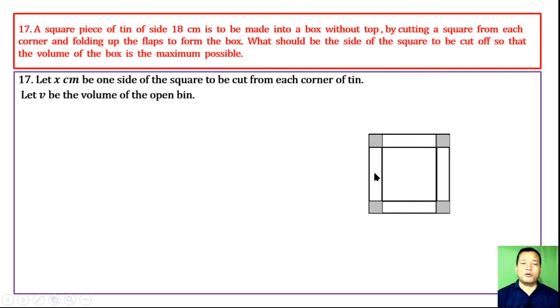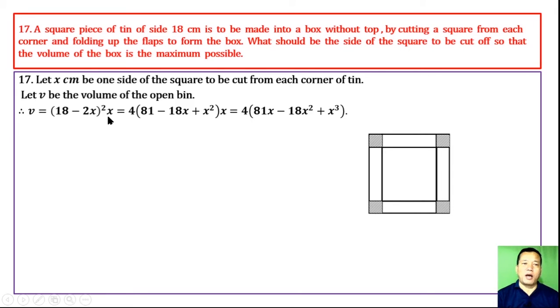Then V is the volume of the cuboid: length 18 minus twice x, breadth 18 minus twice x, and height x. Length into breadth into height. After multiplying, we get a cubic function in x.